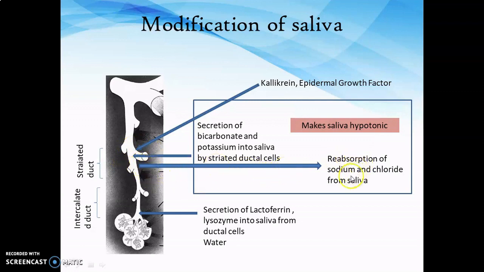There occurs reabsorption of sodium and chloride from saliva and secretion of bicarbonate and potassium into saliva by the striated ductal cell. This process makes the saliva, which was initially isotonic or slightly hypertonic, into a hypotonic solution. The final saliva secreted into oral cavity is thus hypotonic in nature. Other than this, striated duct also synthesizes and secretes organic components like kallikrein and epidermal growth factor into saliva, and they are also involved in small amount of protein reabsorption. Striated duct is relatively impermeable to water.